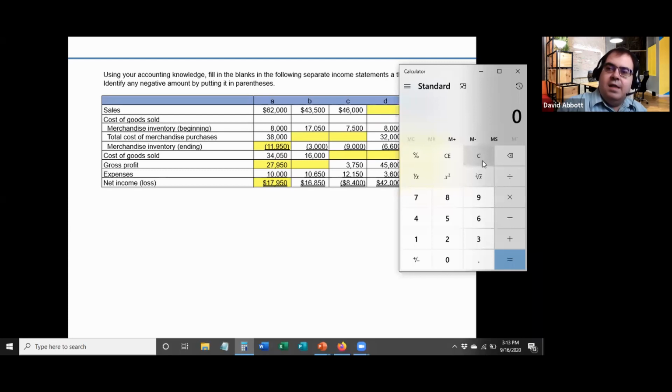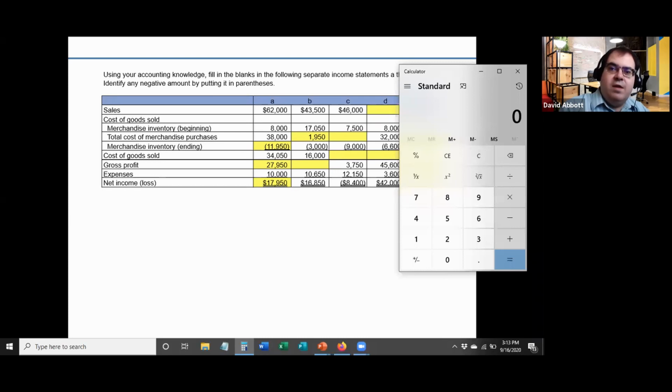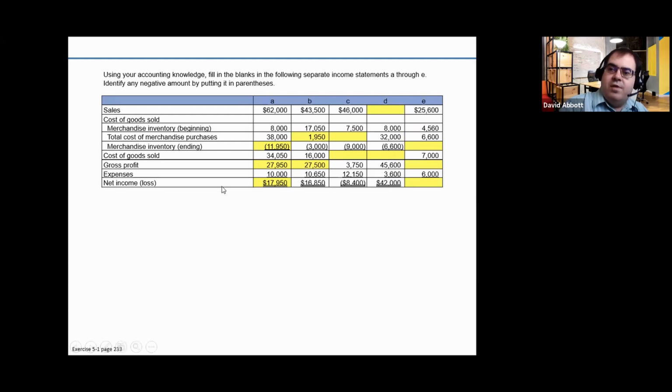Let's look at letter B. So for this one, they're not telling you the additional merchandise purchases. So if we take that they had $16,000 of cost of goods sold, we take that and add 3,000 to it, and then minus the 17,050. We know then that they had 1,950 in total merchandise purchases, so they had to purchase more inventory. And then from there, we can figure out the gross profit. So we take the amount of sales, okay, minus the cost of goods sold, comes out to 27,500 for their gross profit.